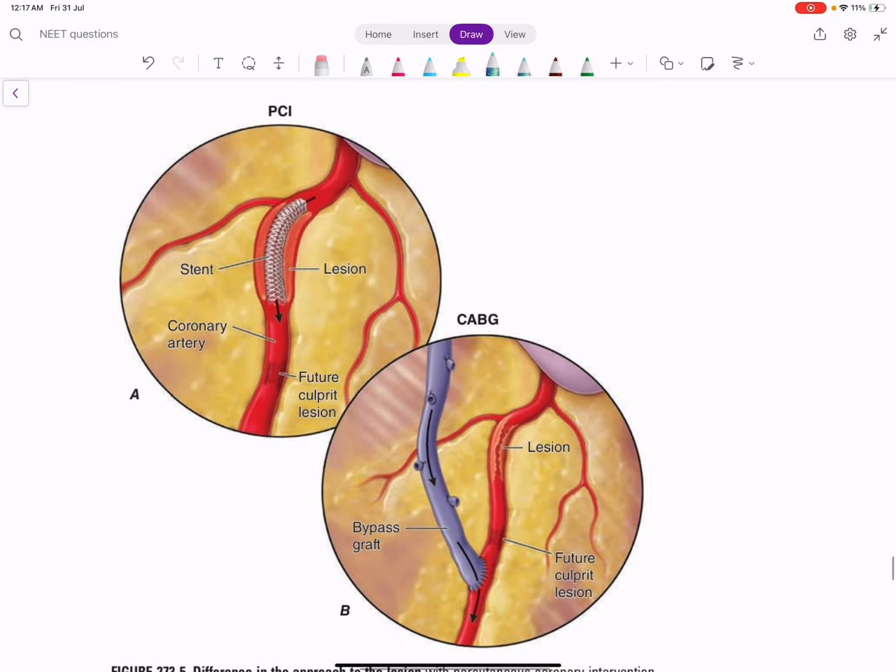Now what is CABG? Suppose we are doing a coronary angiogram and finding out that the patient has only 3 vessels, right?